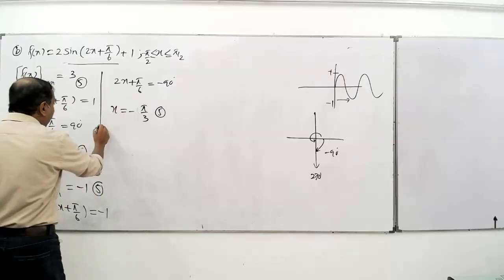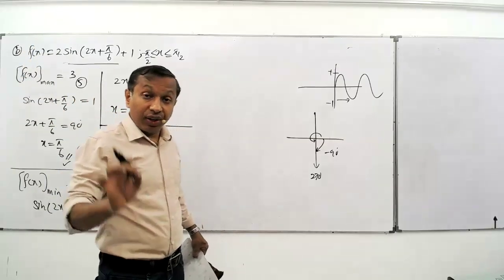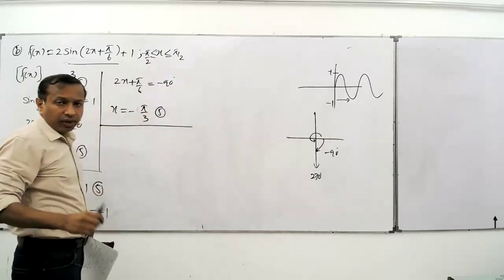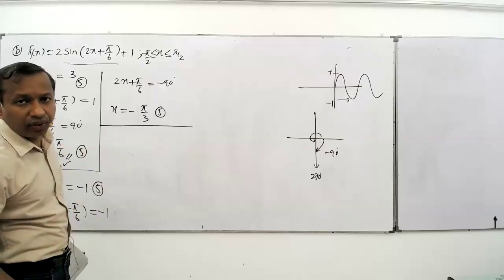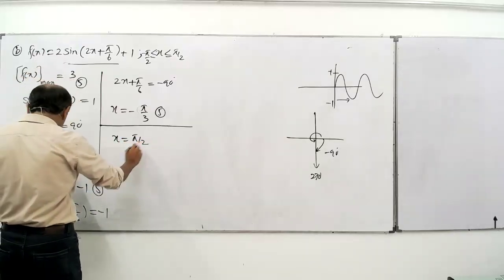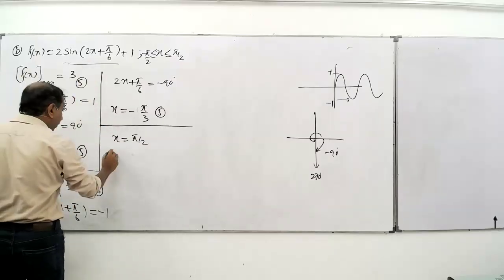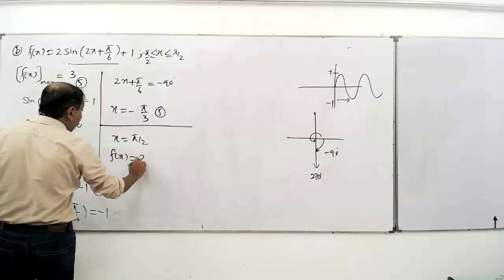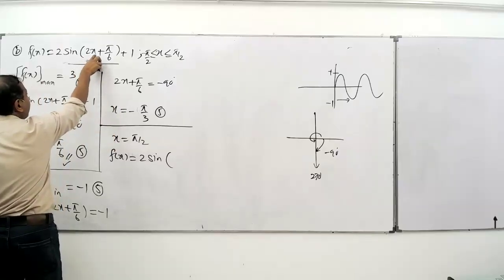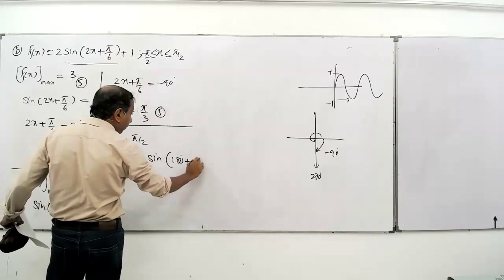Right. Okay, people, now we found the maximum value, the minimum value, and the corresponding angles. Next, since we need to draw the graph between minus 90 and plus 90, at minus 90 and plus 90 we must find what is y. All right, x equals π/2. Put x equals π/2 here. Very good. f(x) equals 2 sine. Put x equals π/2: 2 into 90, since π/2 is 90, is 180, and π/6 is 30, plus 1.